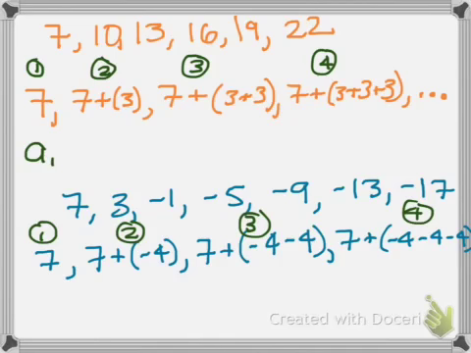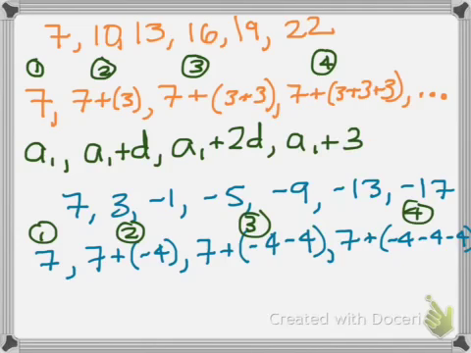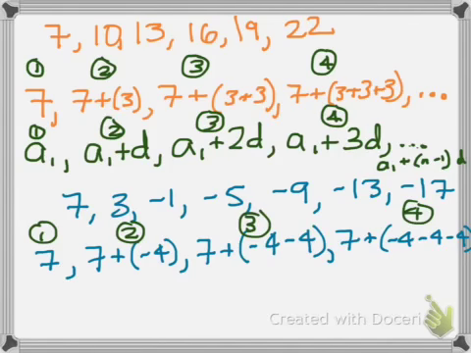Okay. 7 in both cases is your a sub 1. It's the number that you're starting with. Okay, then we have a sub 1 plus d. So we have our initial term, and then we're adding the difference. Okay, for the third term, we have a sub 1 plus 2 times the difference. For the fourth term, a sub 1 plus 3 times the difference. And then if we go on to the nth term, it's a sub 1 plus n minus 1 times the difference. So we have the nth term.